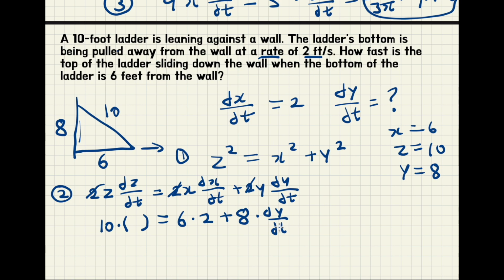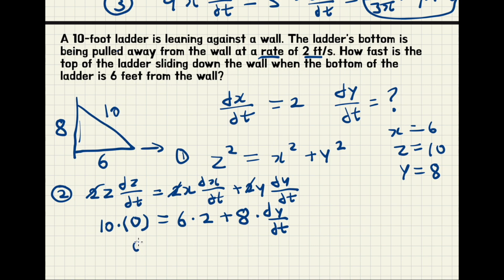Now this is where a lot of students get messed up. What is the value of dz/dt? It's the rate at which the length of the ladder is changing, right? Because this is the length of the ladder. But this value never changes, right? It's a constant. So the rate at which it's changing is 0, because it's not increasing and it's not decreasing. The length of this ladder will always be 10, so the rate is 0, right?